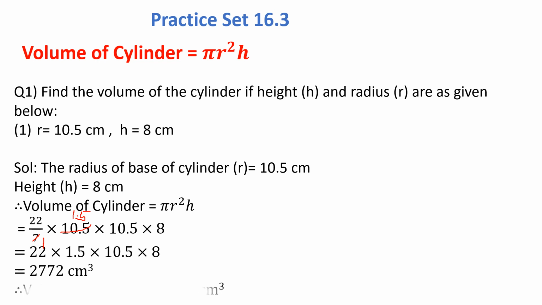Okay. So the final statement we will write down. Therefore, volume of cylinder is equal to 2772 cubic centimeter. Okay. Now moving to the second one. The radius given is 2.5 meter and the height given is 7 meter. So let's start. Find the volume of the cylinder.